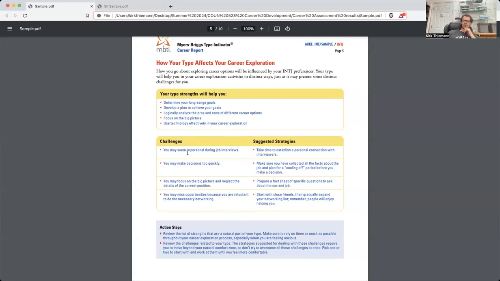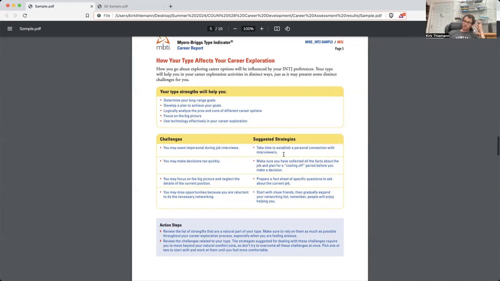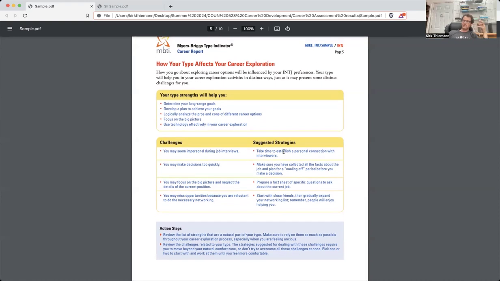But then there's going to be some challenges. For example, they might be impersonal during job interviews. They might struggle with that interpersonal connection. So then they give some suggested strategies, like take time to establish a personal connection with the interviewers. It's maybe not going to come naturally to take that time with interviews. So for someone who is an INTJ and resonates with this, who thinks, "Yeah, I might be impersonal, I might focus more on the content rather than the interpersonal process," they might have to more consciously make choices and be thoughtful to make those connections.